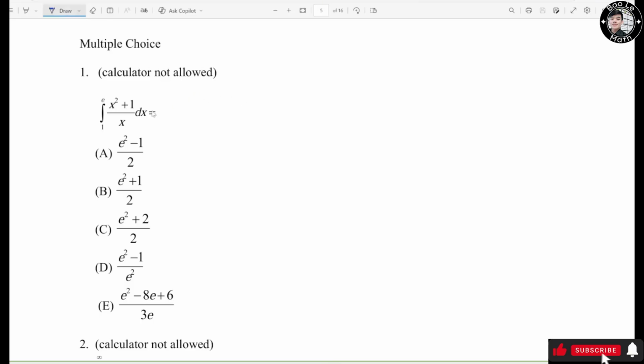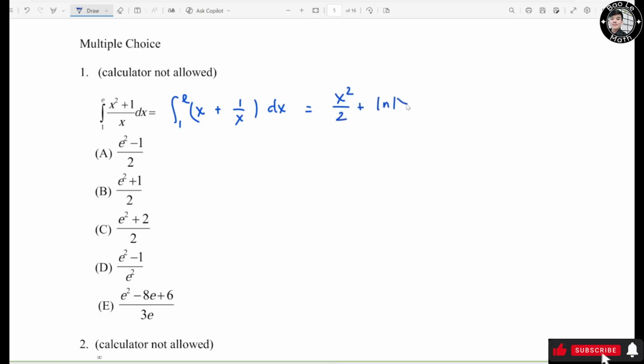Now let's move on to question 1. We need to calculate the integral from 1 to e of s squared plus 1 over s, right? Because the degree of the numerator is greater than the degree of the denominator, we just do long division, or we just separate this one. So it's going to be the integral from 1 to e of s plus 1 over s ds, right? So it could be s squared over 2 plus ln absolute value of s evaluated from 1 to e, right?